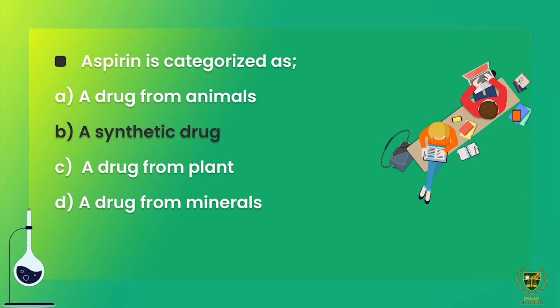A synthetic drug is a drug which is prepared in the laboratory. So aspirin is prepared in the laboratory. So that is the correct option for this question. It is neither from plants, nor from animals, nor from minerals. So the correct option for this question is beta, that is a synthetic drug. Here we go, another question.